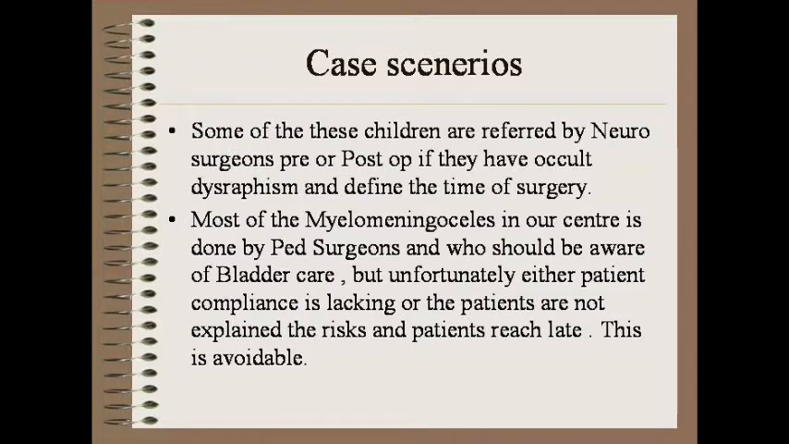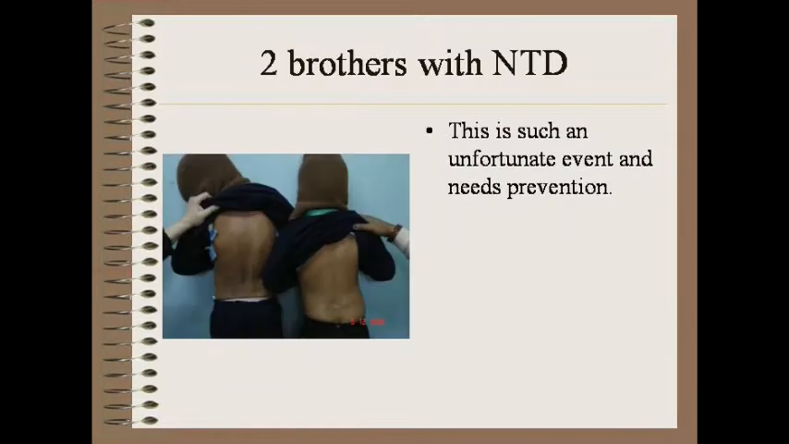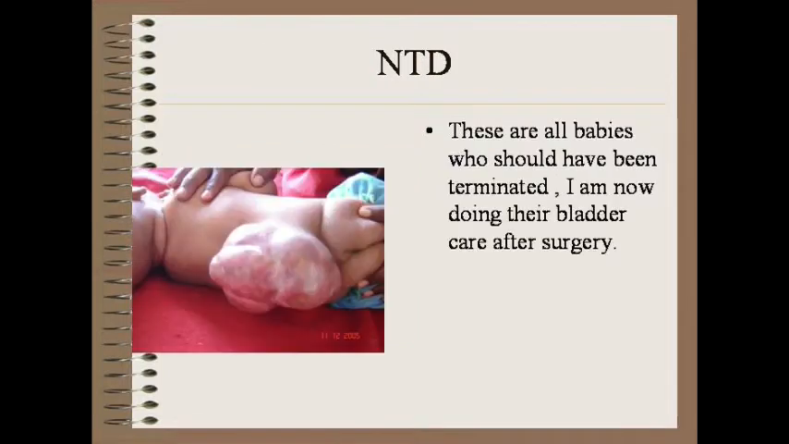I think about 25% of the kidney transplants done in India, that may be a rough estimate only, must be due to neural tube defects. See, this is two brothers. Both of them have had meningomyelocele surgery, and when the mother came with both the brothers, I was a bit shocked that the second child at least could have had a screening. These were operated and they had come for referral for incontinence to me. Look at this. This is a child who should have been antenatally terminated, but I am looking after his bladder now.